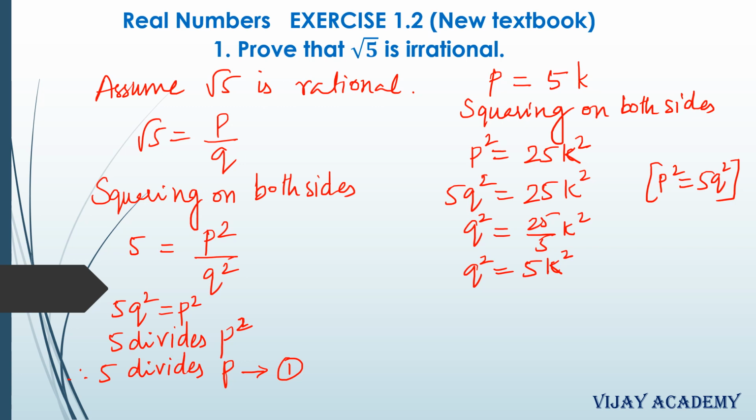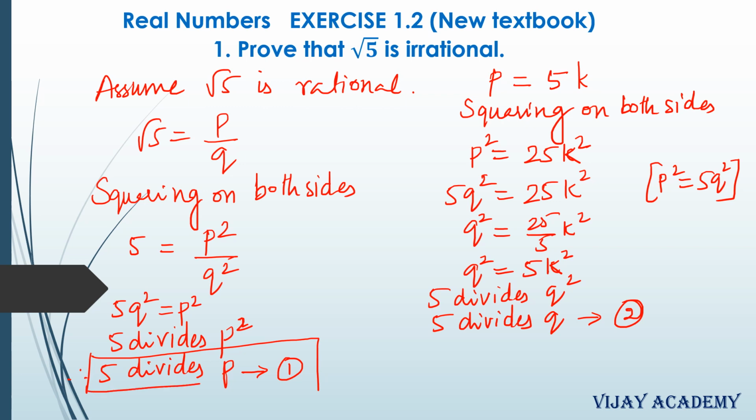Now from this we got to know that q square is a multiple of 5 because q square equals 5 times k square. So we can write that 5 divides q square, and according to theorem 1.2, 5 divides q also. Let me take this as statement 2. Look at statements 1 and 2: we got to know that 5 divides both p and q.